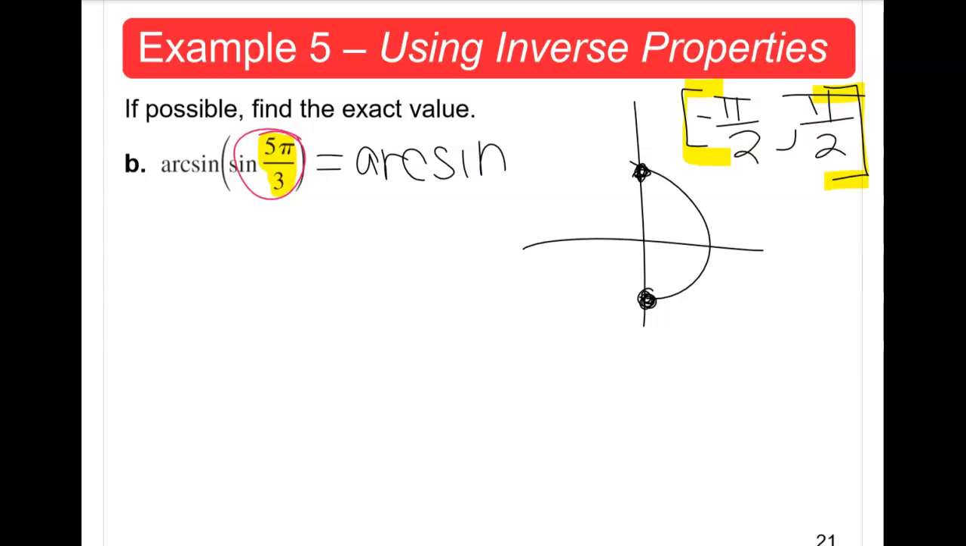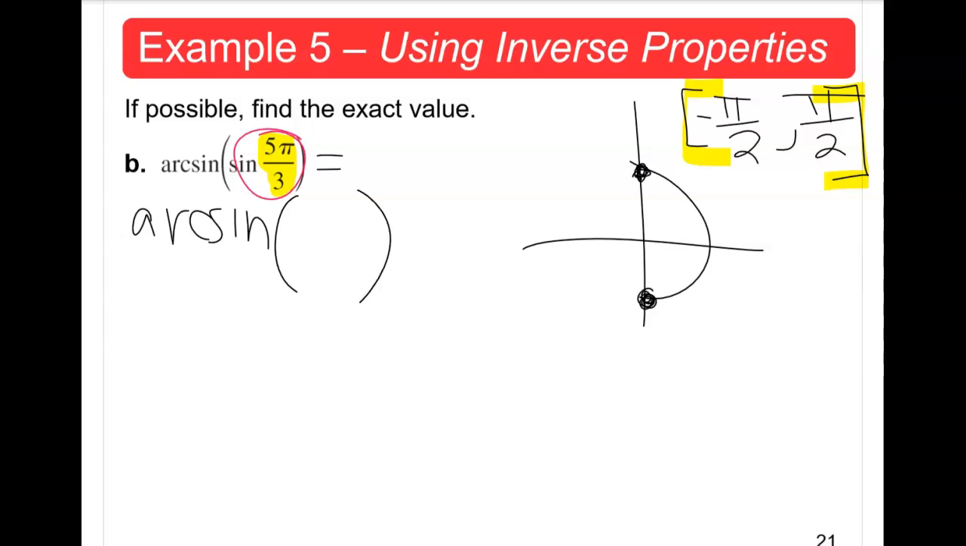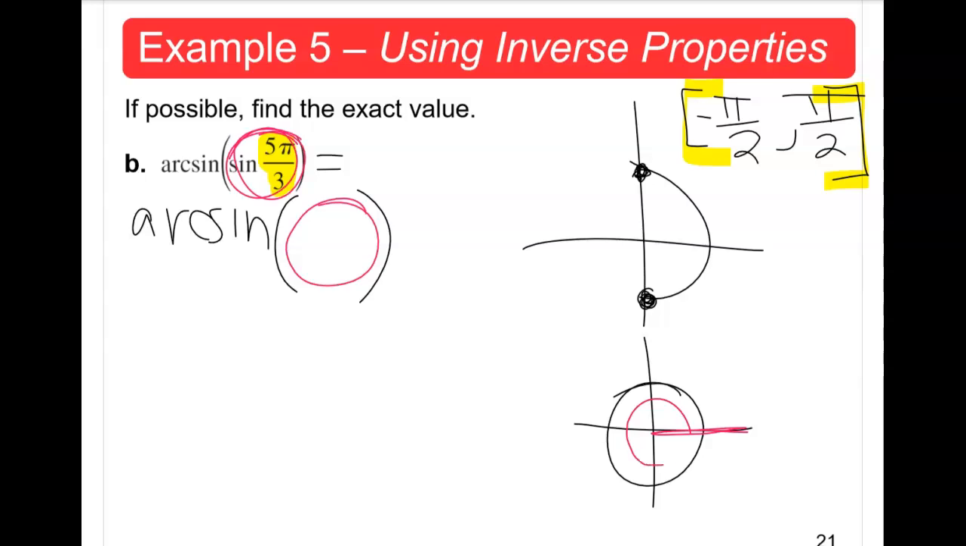So to answer that question right here, let's actually write it down below. Arcsine, and then the answer for this one will be placed here. Let's see what that would be. If we are in the unit circle again, and 5π/3 is an angle in standard position, so it starts on the positive x-axis, goes counterclockwise, and then it's going to stop π/3 before it gets to a complete circle. In fact, it's a little more this way.